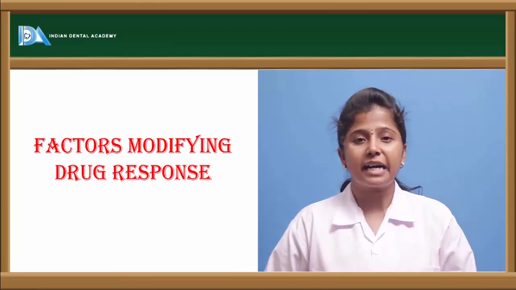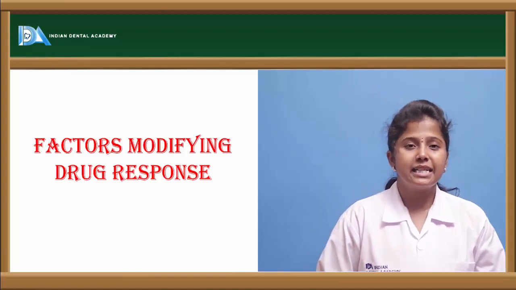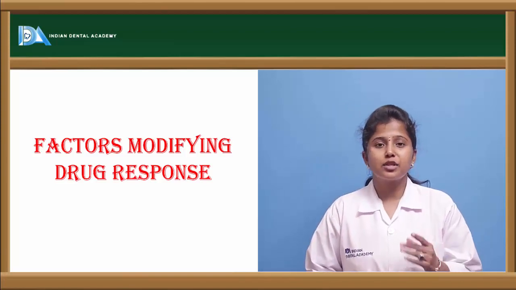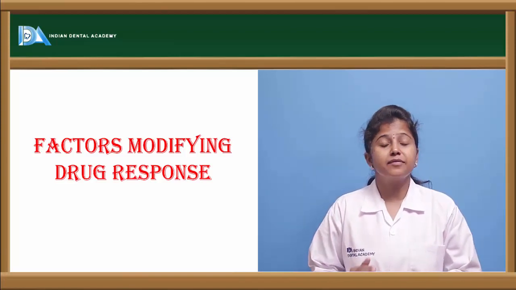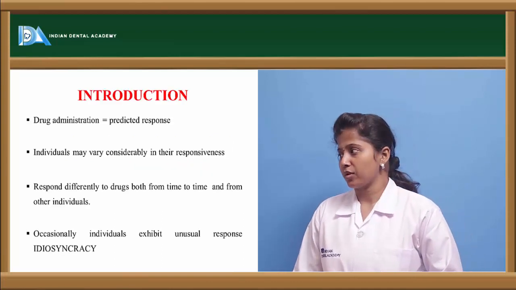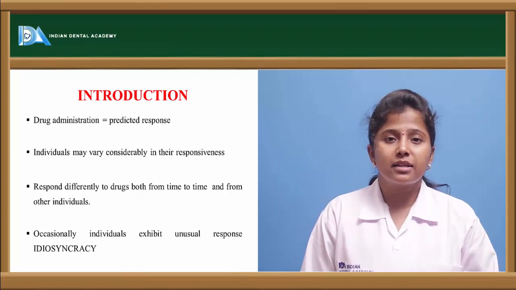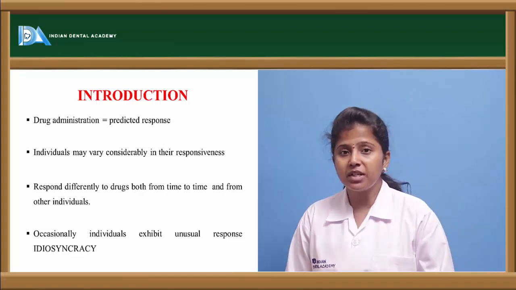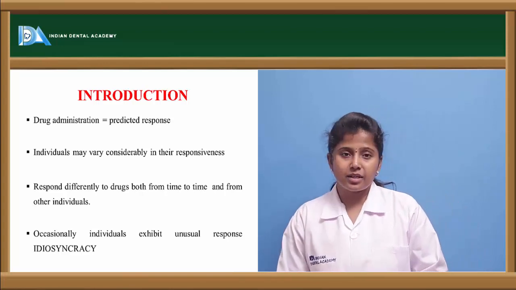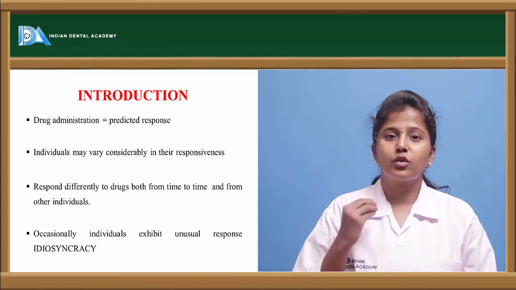Let us see what are the factors which are involved in the drug response. So we are taking the drug and the drug is showing some sort of response. What are the various factors which are involved in order for a drug to show the response? Here, first, the drug which is administered shows some predicted response. So we are taking a drug and it is showing an effect.